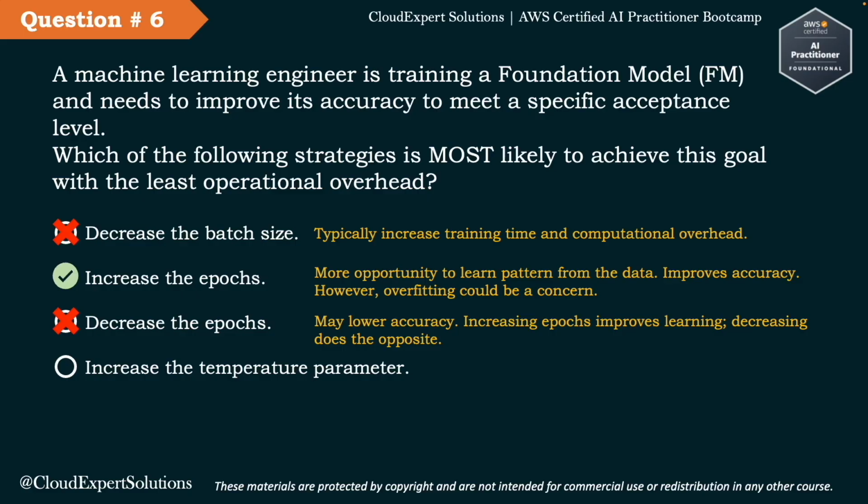The last option, increase the temperature parameter. Temperature affects randomness in text generation. That has nothing to do with training accuracy. It is relevant for inference, not for improving model performance. That is why option number 4 is also not correct, and that makes option number 2 the correct option for this question.